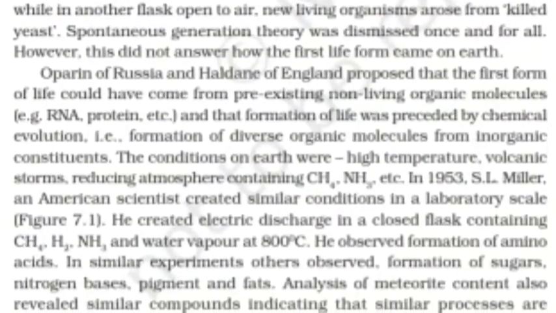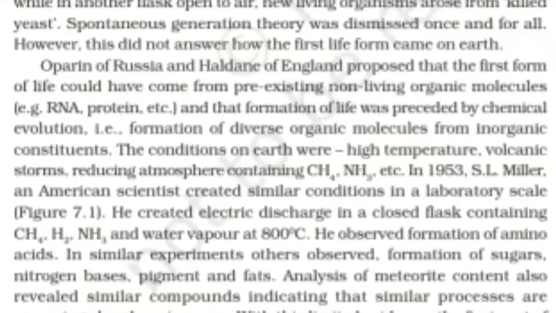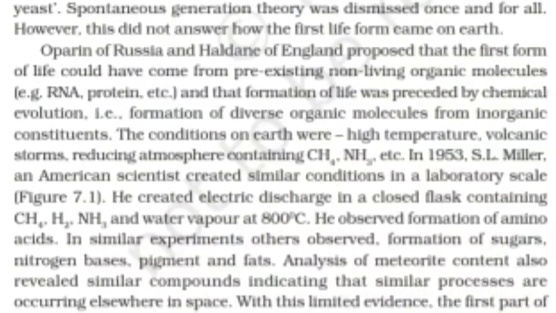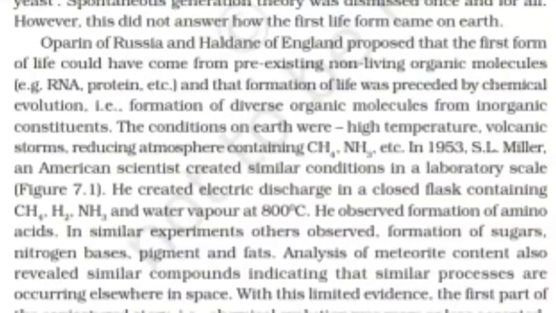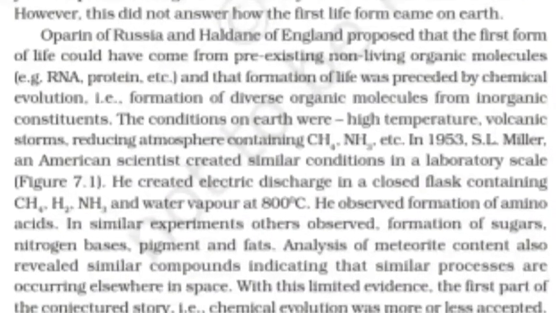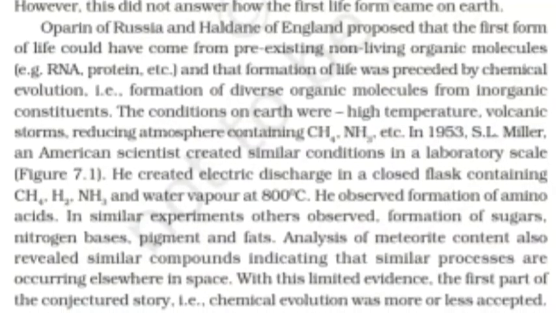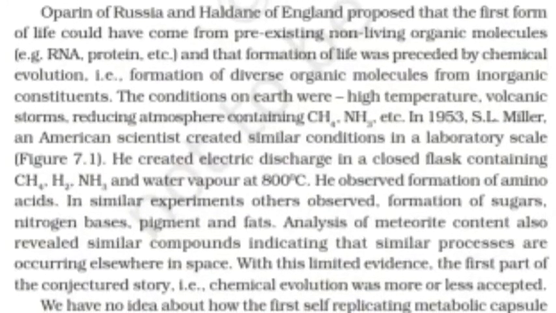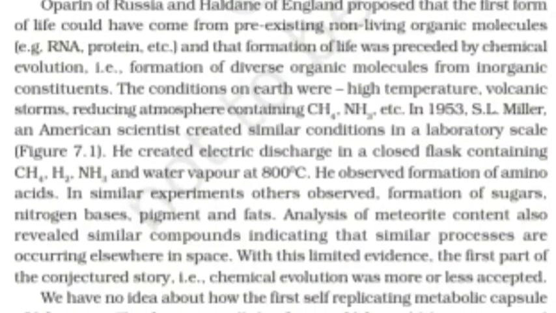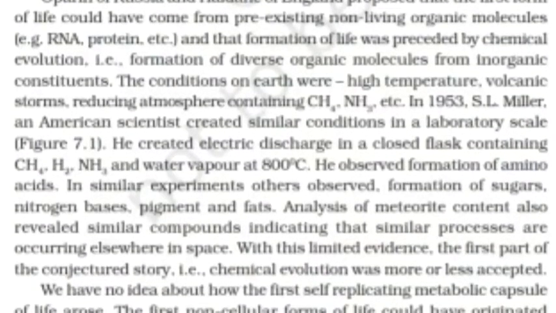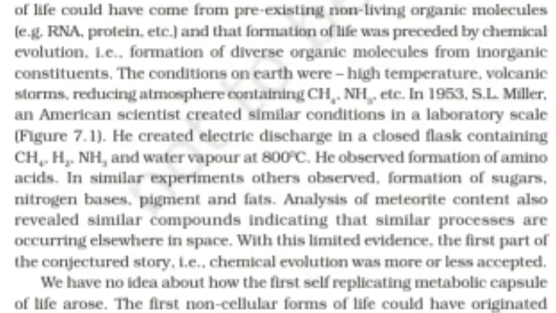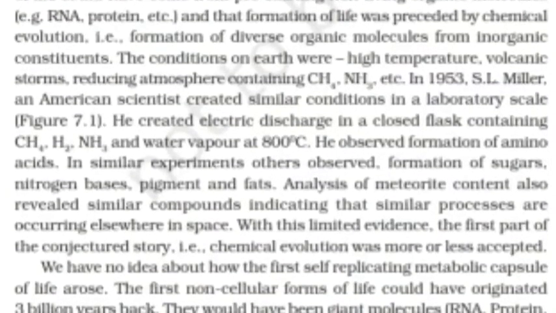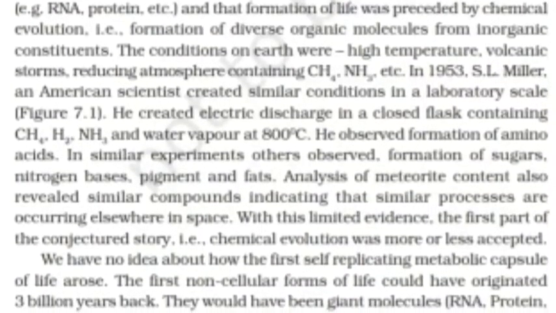In 1953, S.L. Miller, an American scientist, created similar conditions on a laboratory scale. He created electric discharge in a closed flask containing methane, hydrogen, ammonia and water vapor at 800 degrees centigrade. He observed formation of amino acids. In similar experiments, others observed formation of sugars, nitrogen-based pigments and fats. Analysis of meteorite content also revealed similar compounds, indicating that similar processes are occurring elsewhere in space. With this limited evidence, the first part of the conjectural story, that is, chemical evolution, was more or less accepted.